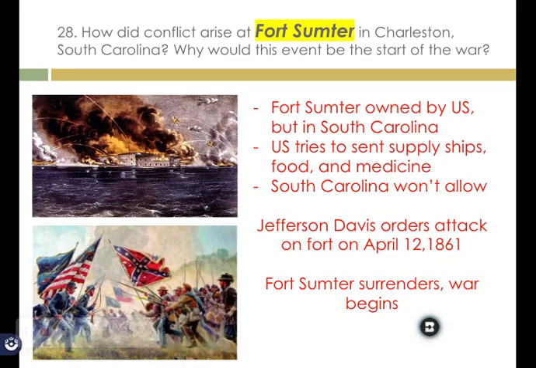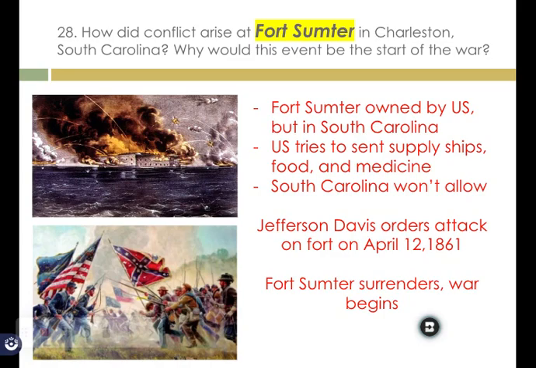And so the United States tries to send supply ships with extra food and medicine to these people at Fort Sumter, but South Carolina is not going to allow those ships to come to shore to deliver those supplies. Okay, so Jefferson Davis and the Confederate States of America, they demand that the U.S. troops inside of the fort abandon the fort because it's sitting in South Carolina. Now, they refuse to do so. So Jefferson Davis ordered an attack on the fort on April 12th of 1861.